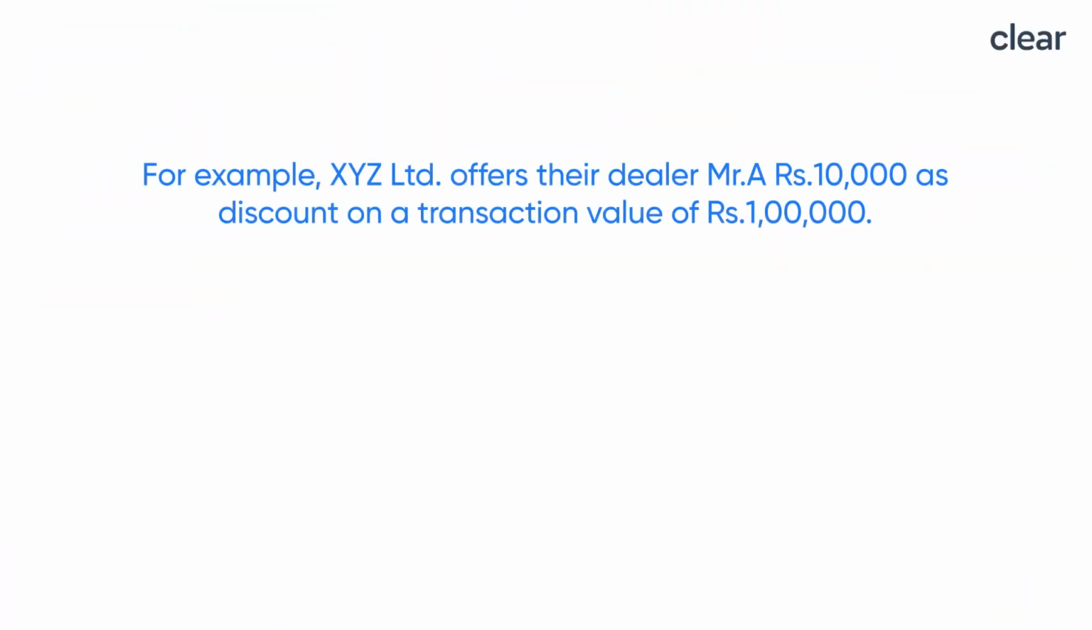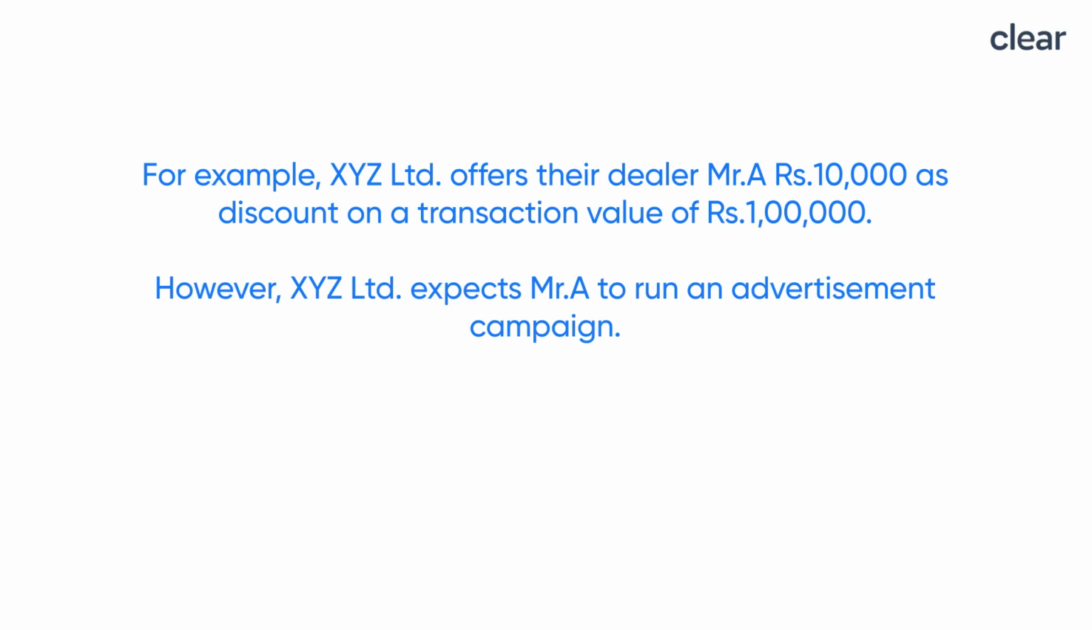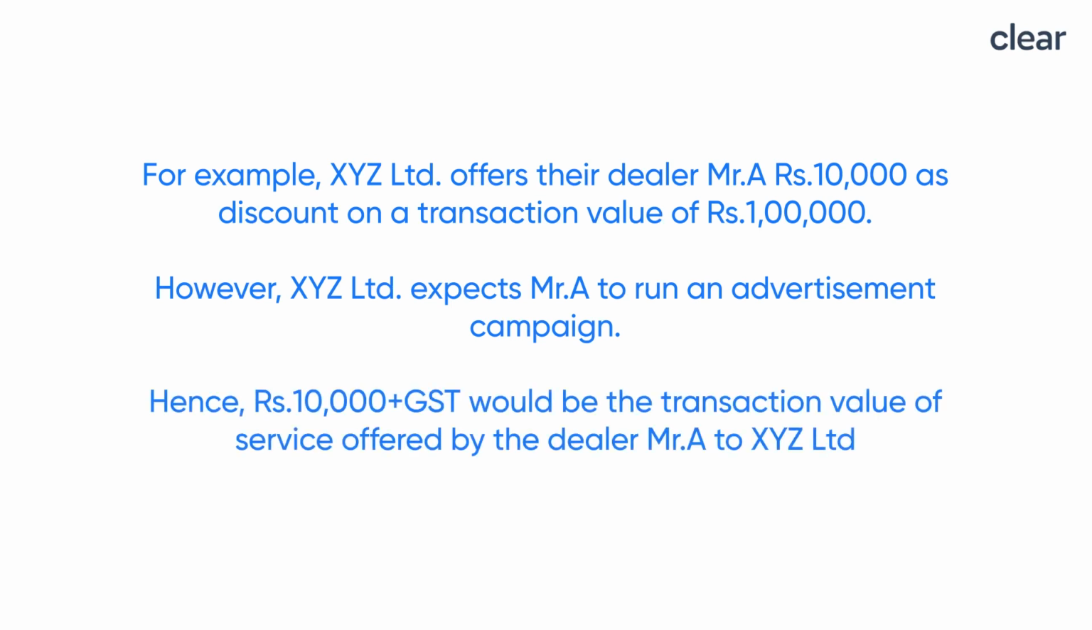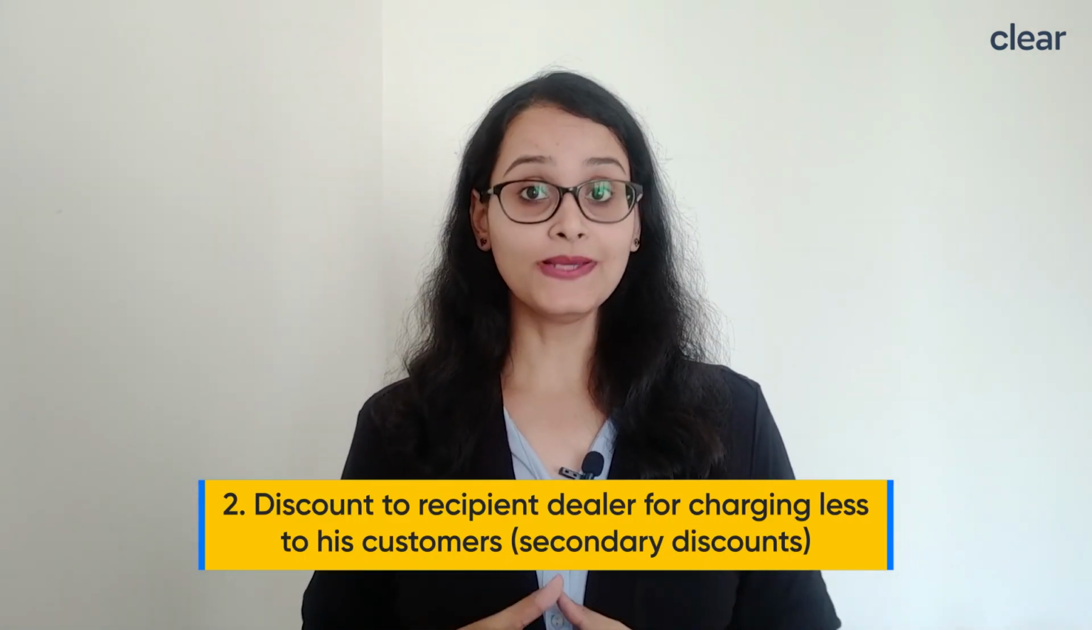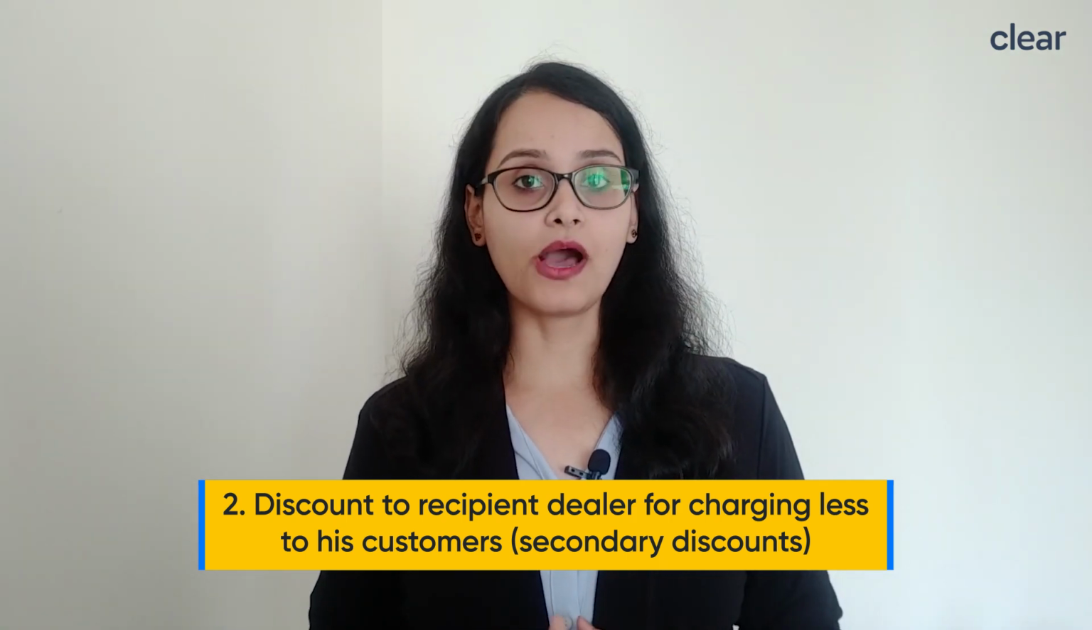For example, XYZ Limited offers their dealer Mr. A rupees 10,000 as discount on transaction value of rupees 1 lakh. However, XYZ Limited expects Mr. A to run an advertisement campaign. Hence, rupees 10,000 plus GST would be transaction value of service offered by the dealer Mr. A to XYZ Limited. Let's take a look at the next situation. Scenario 2. Discount to recipient dealer for charging less to his customers or secondary discounts.